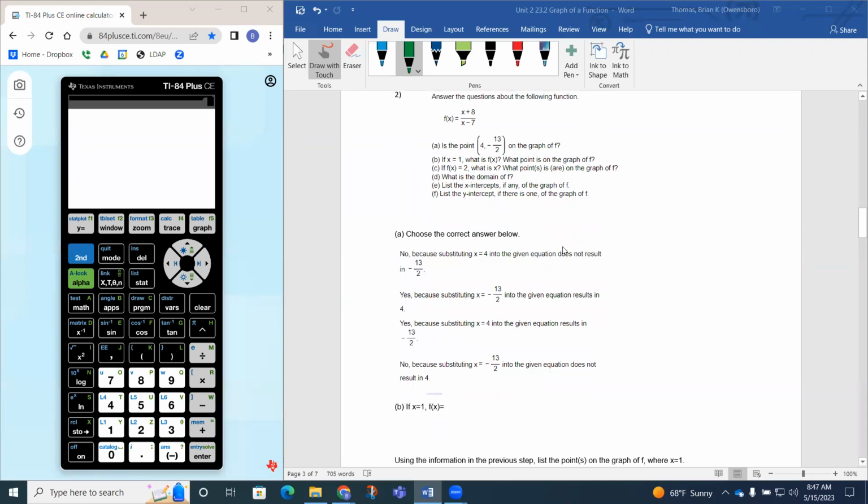So we're going to have some yes or no answers here. So for (4, -13/2) to exist, remember the 4 is the x value, and then this is going to be the output value. So if I look at it from a function concept, the 4 is going to go into the function. The function is going to have some number plus 8 divided by some number minus 7. And then out comes our output value, or our y value. So the value that we're putting in is a 4.